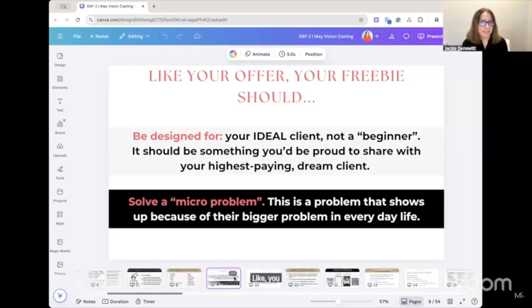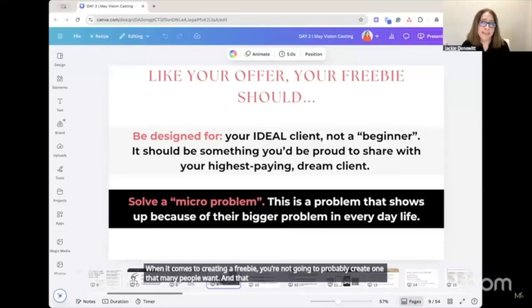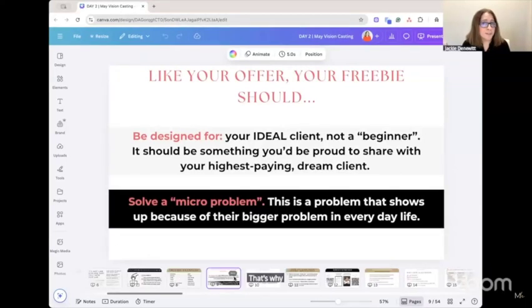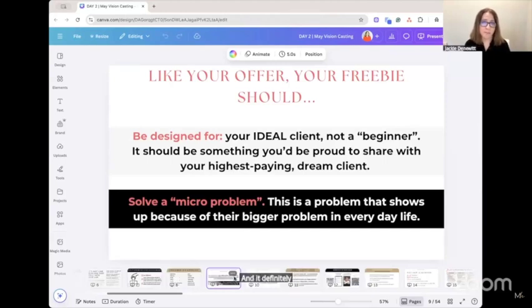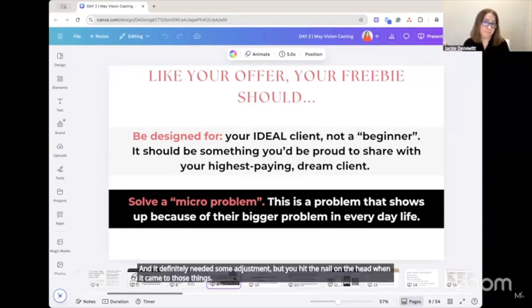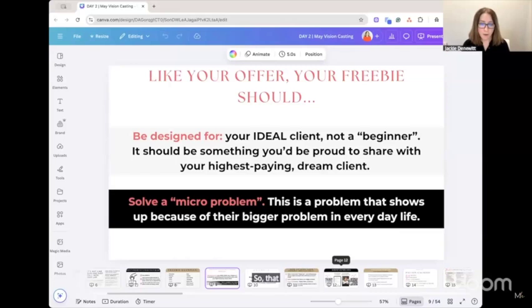I think so many people have seen an ad like, I'll help you create a freebie, or I'll help you do this. But if you don't do the pre-work when it comes to creating a freebie, you're probably not going to create one that many people want. And that's why I say that Melissa was just really lucky when she created her first freebie. It was spot on, and it definitely needed some adjustment, but you hit the nail on the head when it came to those things. So that is where we're going to go.